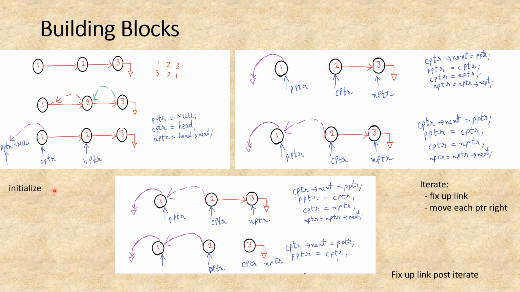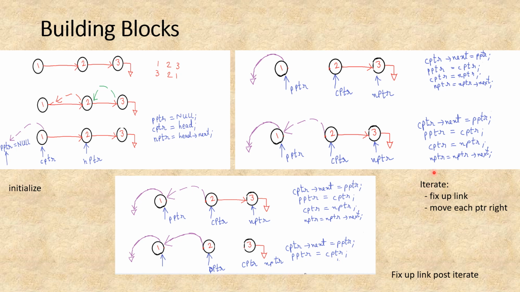If we have a look at the building blocks of this algorithm, we essentially see that there are 3 building blocks. The first is initialize, the second is iterate, and the last is the fix up of the link outside the iteration, or post iteration. When we look at the first block, initialize, closely, we see that we initialize the 3 pointers, where previous pointer is null, current pointer is set to head, and the next pointer is set to the element next to head.